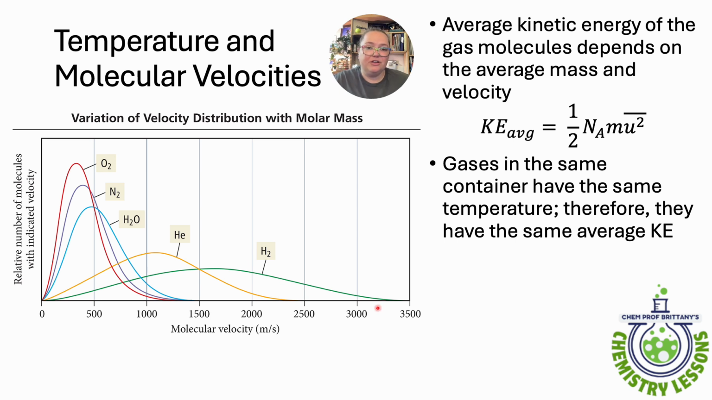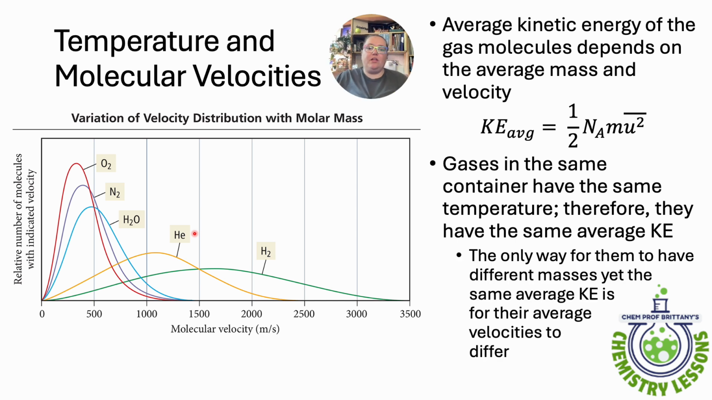So the faster the average velocity, the wider and shorter the piece of the graph is going to be, because we're going to have a wider distribution of potential velocities at which these molecules are going to be moving. The only way for our gas particles to have different masses and the same average kinetic energy is for their average velocities to differ, which is what we see here, with our x-axis being our molecular velocity.